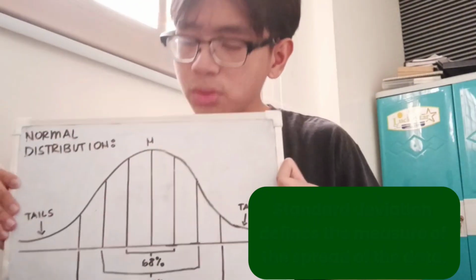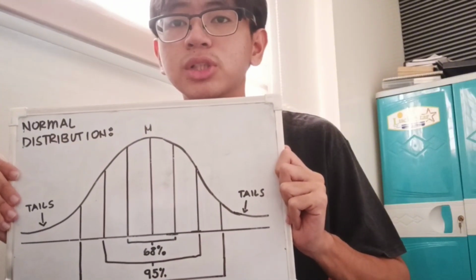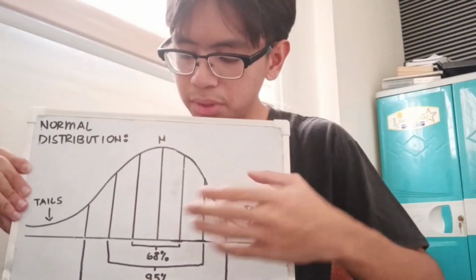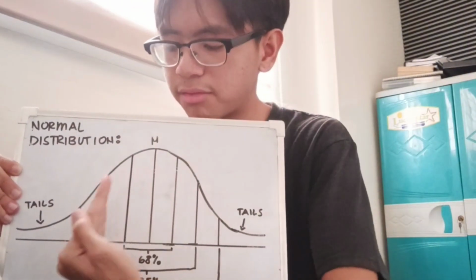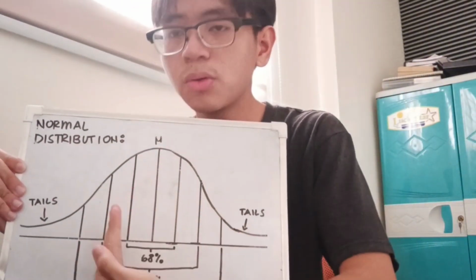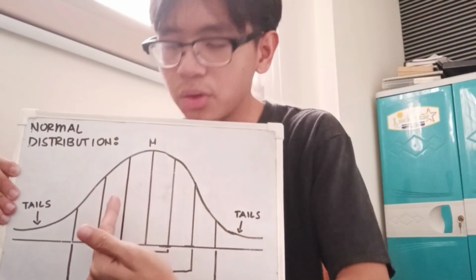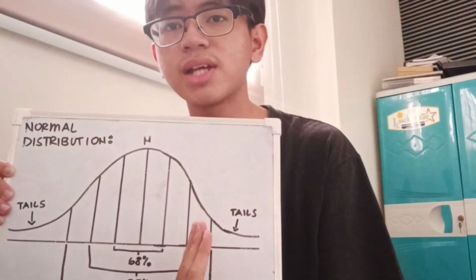And we also have what we call the empirical rule in terms of the normal distribution. Basically, in the empirical rule, it will be divided into two parts. Our center is the mean, divided into two parts, and those two parts would also be divided into three parts. So here it will be divided into three regions, as well as for the other side.